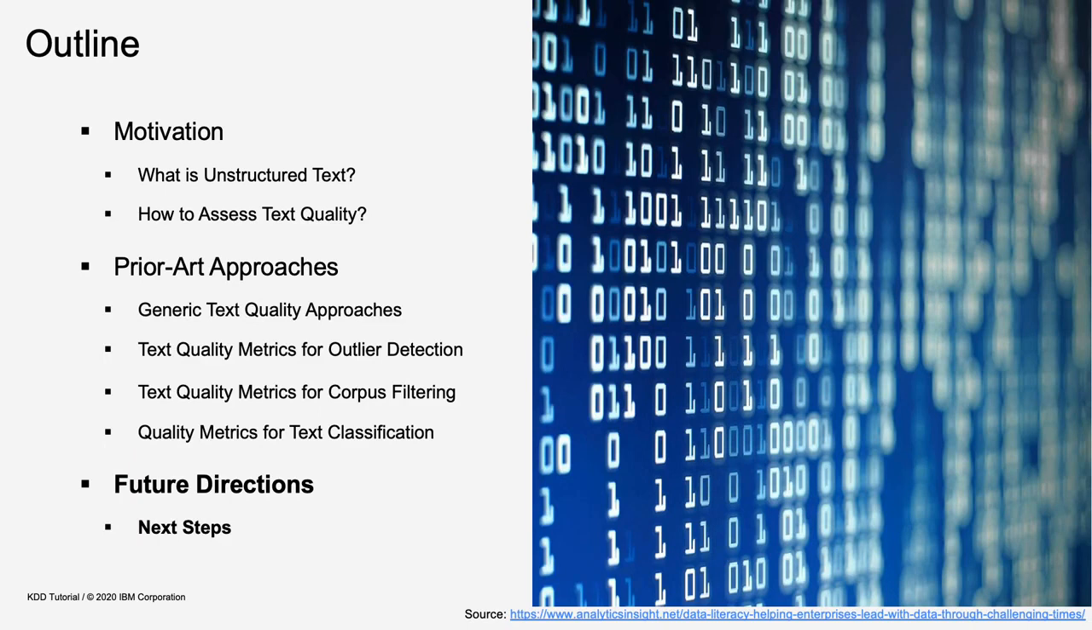We have now seen the different properties of text data that can be analyzed to measure its quality, and the different approaches that have been explored in prior art to address some of these. We will now take a quick look at the current state of affairs and the future directions in this domain.